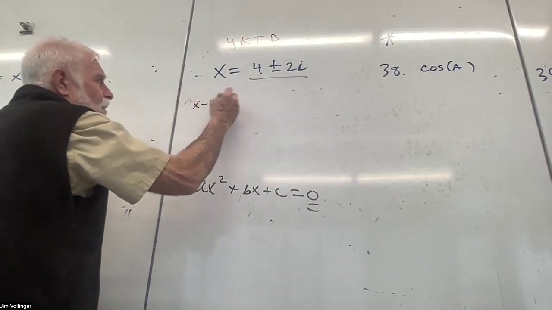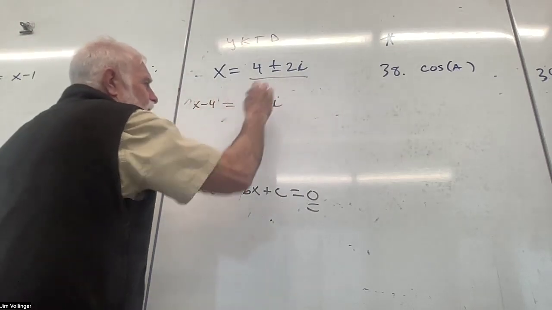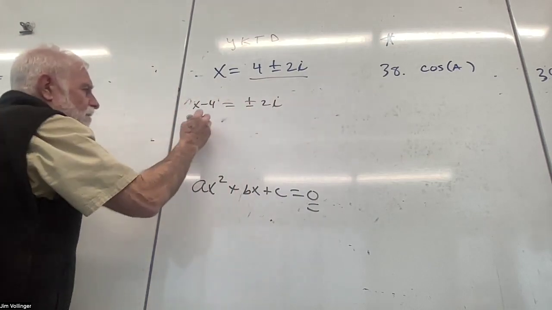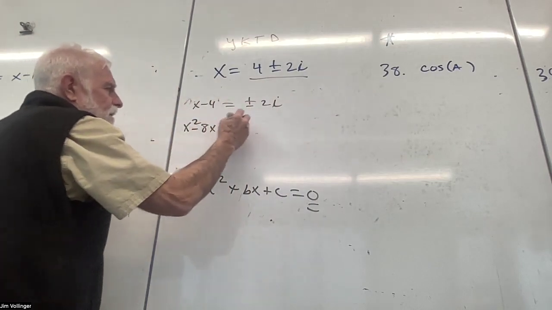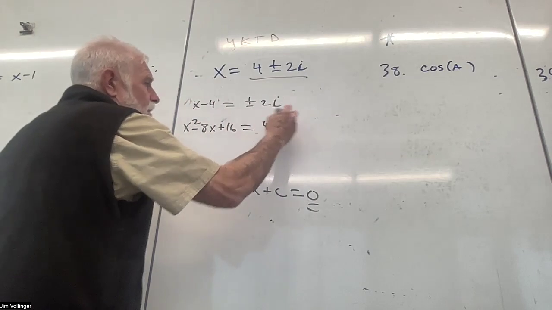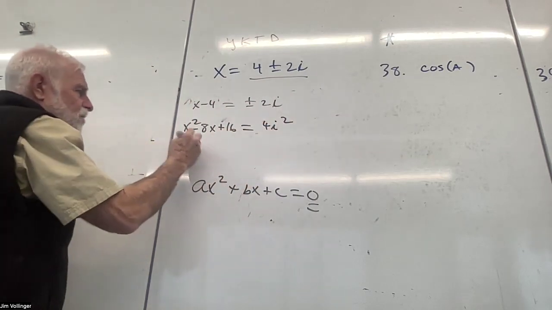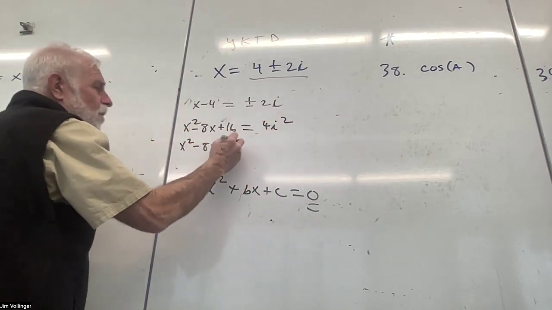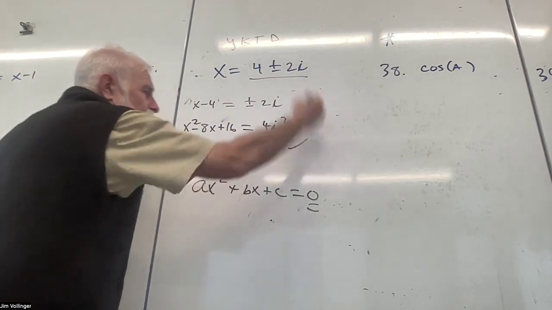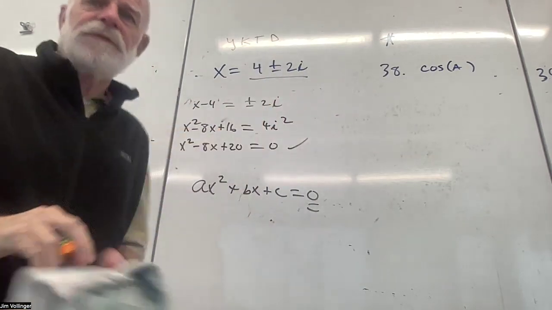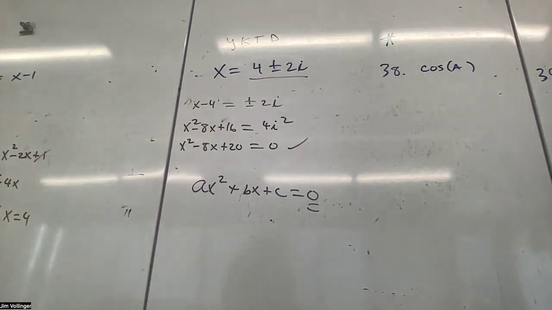So x minus 4 equals plus or minus 2i, running out of ink. x squared minus 8x plus 16 equals 4i squared. That's -4. So x squared minus 8x plus 20 equals 0. That's what I'm hoping I'm seeing. Let's see if this marker works over here. I'm running out of ink. I think it looks good.